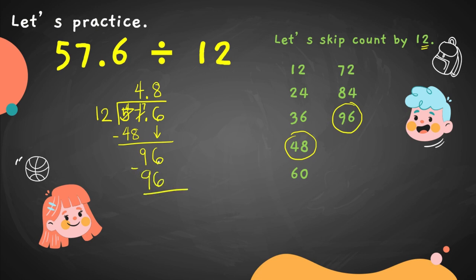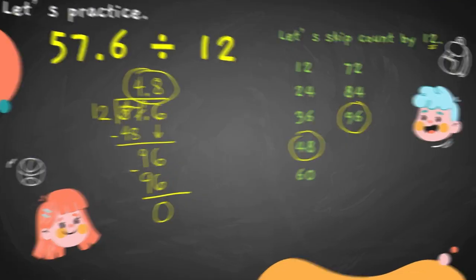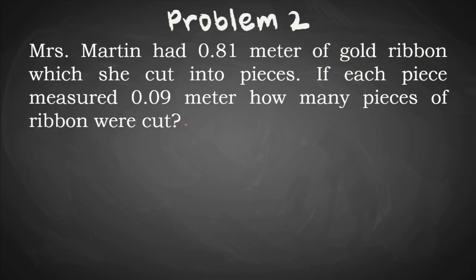Subtract. 96 minus 96, 0. May i-bring down pa ba tayong digit? Wala na. So, the answer in 57 and 6 tenths divided by 12, ang sagot dito ay 4 and 8 tenths. So again, let's have another problem.